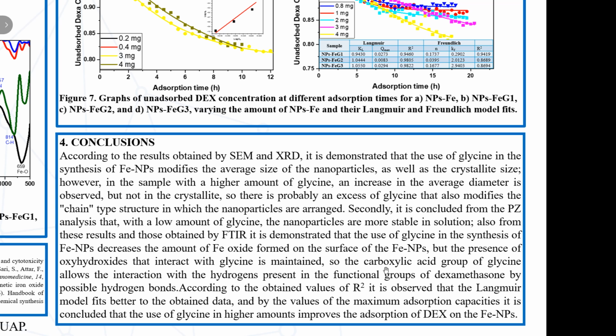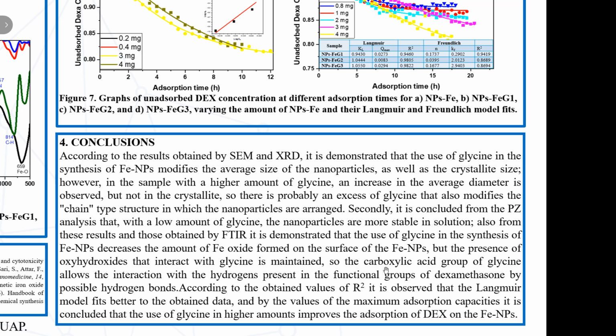And secondly, it is concluded from the zeta potential analysis that with a low amount of glycine, the nanoparticles are more stable in solution. Also, from the results obtained by FTIR, it is demonstrated that the use of glycine in the synthesis of iron nanoparticles decreases the amount of iron oxide formed on the surface of the iron nanoparticles, but the presence of oxyhydroxides that interact with glycine is maintained.